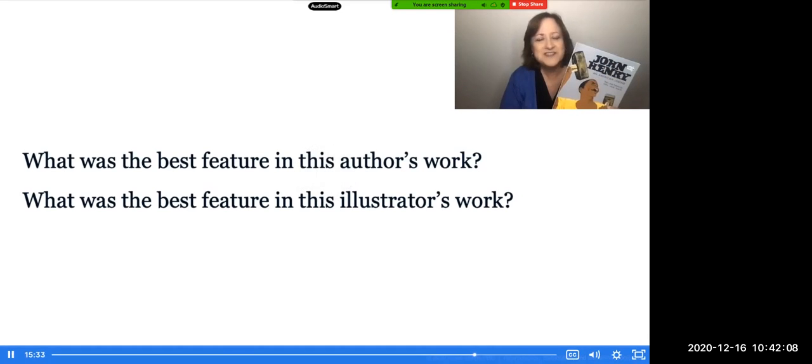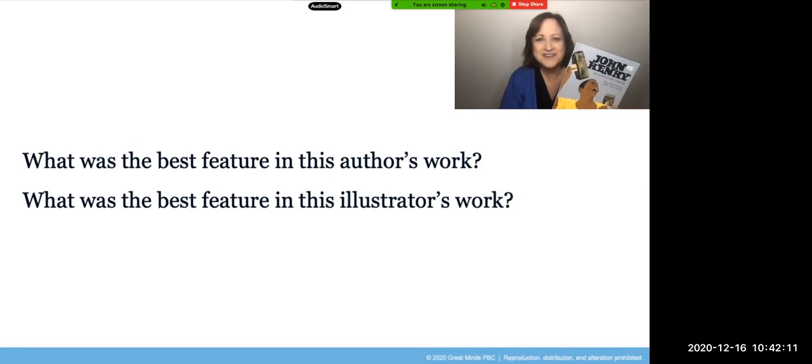What was the best feature in this author's work? And also, what was the best feature in this illustrator's work? I'd like you to take time to look through your copy of John Henry, An American Legend, or to scroll back to what we just read, what I read out loud. Think about what the best feature of this book is. And if you have a learning partner close by, share your thinking with your learning partner.